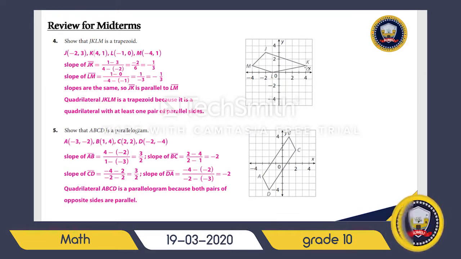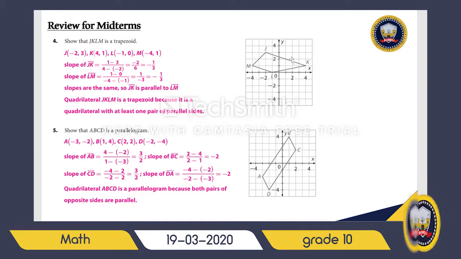How can I prove that these two sides are parallel in the coordinate plane? I'm going to use the slope. I'm going to find the slope of LM, the slope of GK, and compare them. If they are equal, then GK is parallel with ML. I have here the coordinates for GKLM, slope of GK.